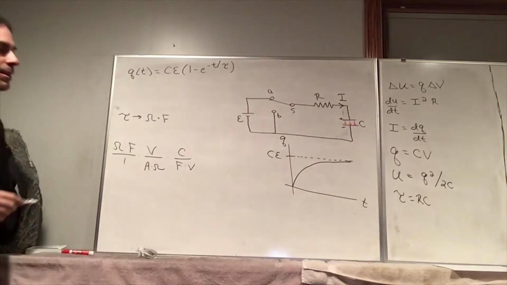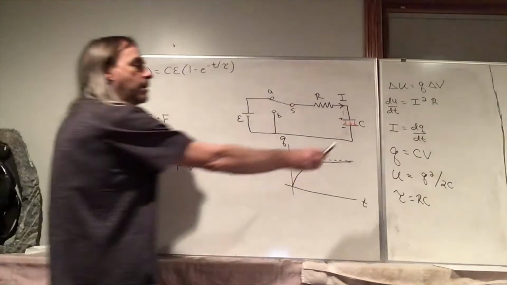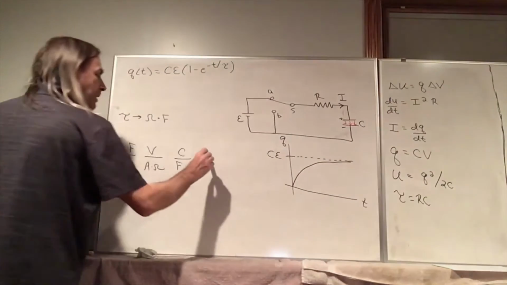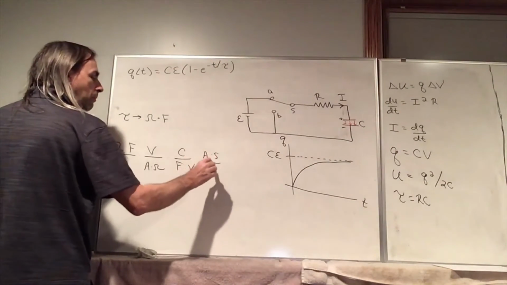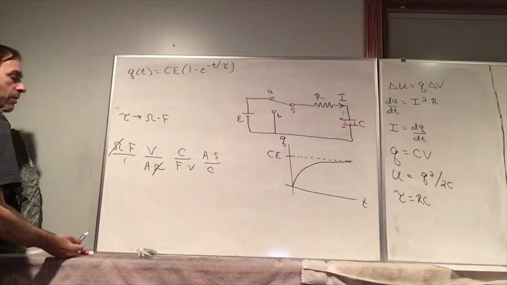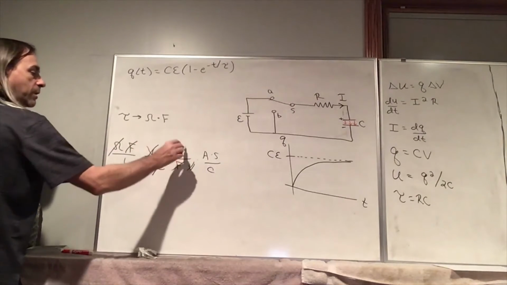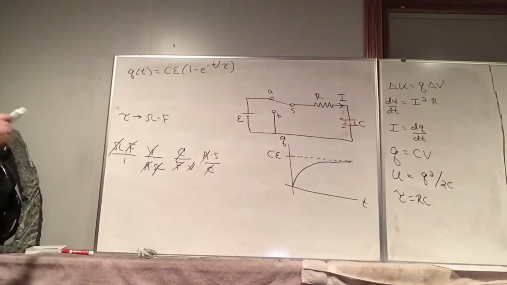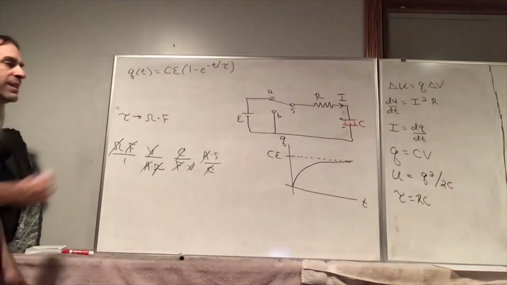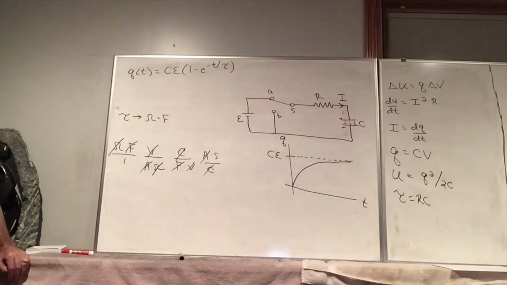And an amp is a coulomb per second. Current, so amp is a coulomb per second. So an amp times a second is a coulomb. So let's just check it out. Those cancel: farads cancel, volts, coulombs, amps, everything cancels except for seconds. So yeah, tau is measured in seconds, and it is called the time constant. So very important in RC circuits, we have this time constant.